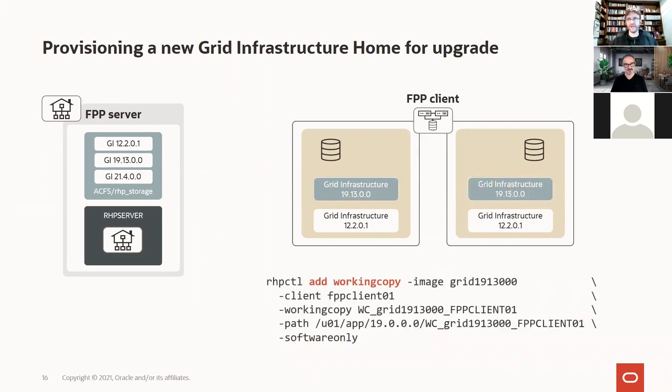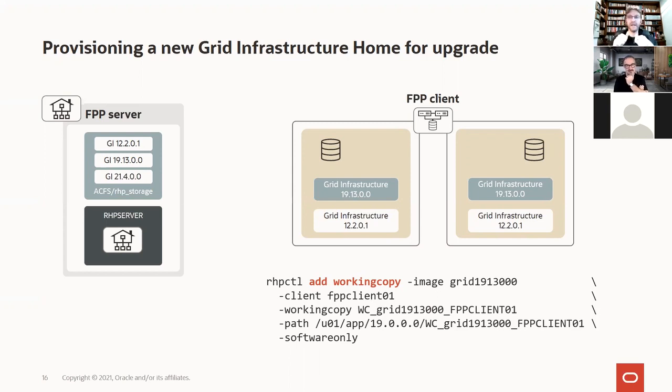So if you have fleet patching and provisioning, with a single command you can do rhpctl add workingcopy, specify the image that you want to install, specify the client name where you want to install, the working copy name, because you need to give a name to the Oracle home that you are installing on the cluster, and the path. And because you already have a grid infrastructure there, you need to specify software only. Software only means that we are not configuring a new cluster, but we are just installing the binaries to be ready for the upgrade.